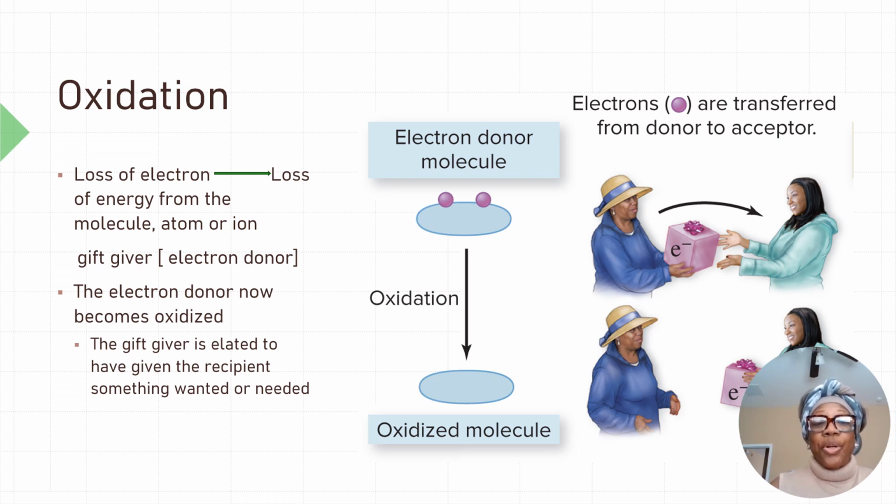The electron donor now becomes oxidized because it is less negative. So the gift giver is oxidized. She's energized. She's elated that she's given the gift to someone else. And the electrons are now transferred from donor to acceptor.